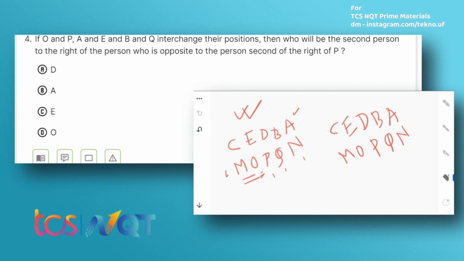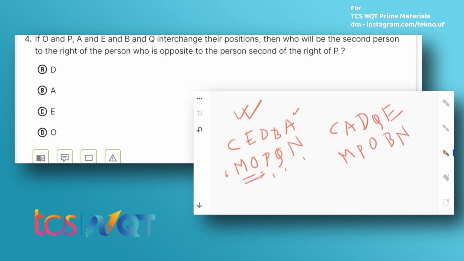So let me write it. P O and A and E, right? They are interchanging their position. Now B and Q interchanging their position. So let me remove those Q and B. Okay. Then who will be the second person to the right of the person who is opposite to the person second of the right of B? So this is very complex, right?